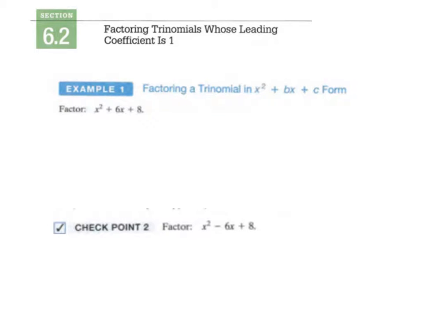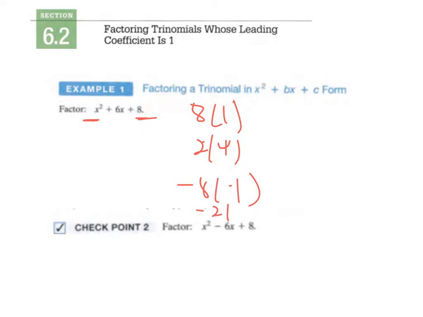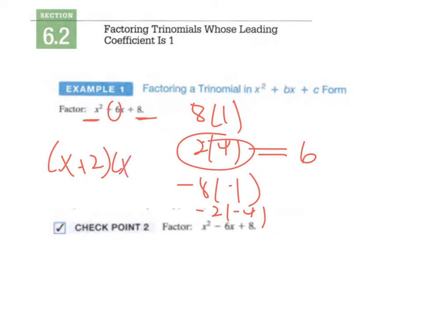In factoring a trinomial, we want to look at what two numbers give me 8 when I multiply them, which is 8 and 1, 2 and 4, -8, -1, and -2 and -4. Those four pairs give us 8, but which of them add up to a 6? Well, this one is the only one that adds up to a 6. So these are my factors. So I go x plus 2 and x plus 4.